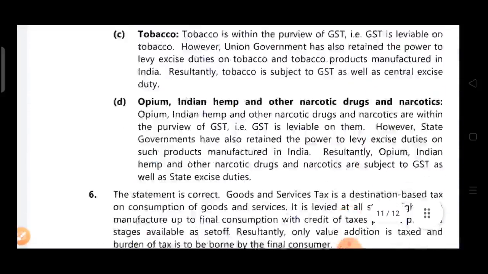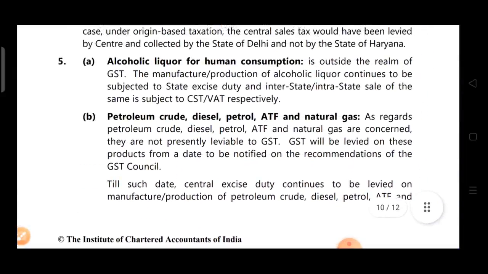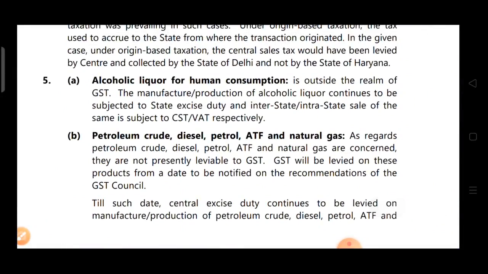See the first one. Alcoholic liquor for human consumption is outside the purview of GST. The manufacture or production of alcoholic liquor continues to be subjected to state excise duty, and interstate or intrastate sale of the same is subjected to CST or VAT respectively. Meaning the manufacture is subjected to excise duty, but in case of interstate sale CST is charged, and in case of intrastate sale VAT is charged. Okay. So this is the scenario for alcoholic liquor for human consumption at present.